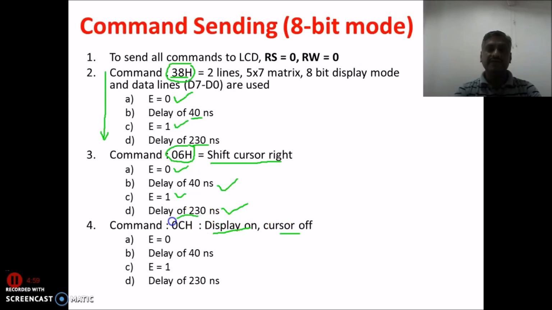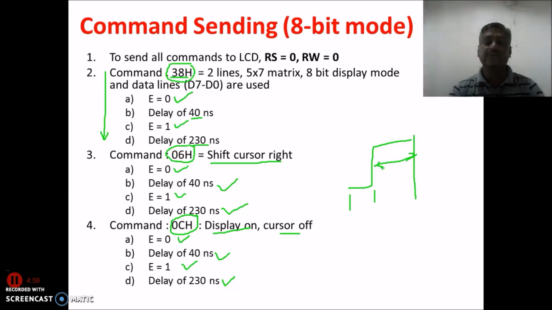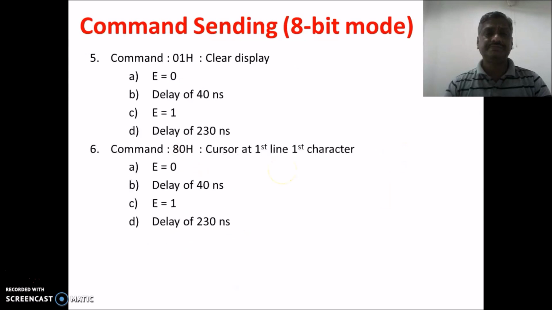In that particular case, we are using the command 0CH, and it should be available for E equal to 0 for 40 nanoseconds, and E equal to 1 for 230 nanoseconds. Means this enable pin, if it goes from low to high, the low period minimum requirement is 40 nanoseconds and the high period minimum requirement is 230 nanoseconds. It may be more than that, but it is the minimum requirement, and so on.